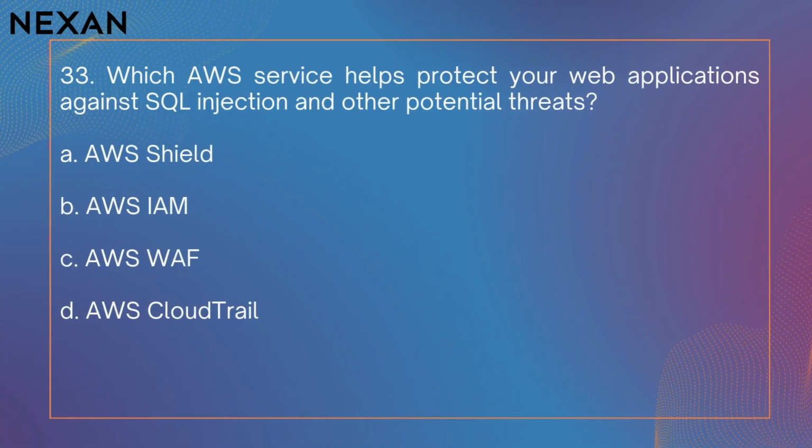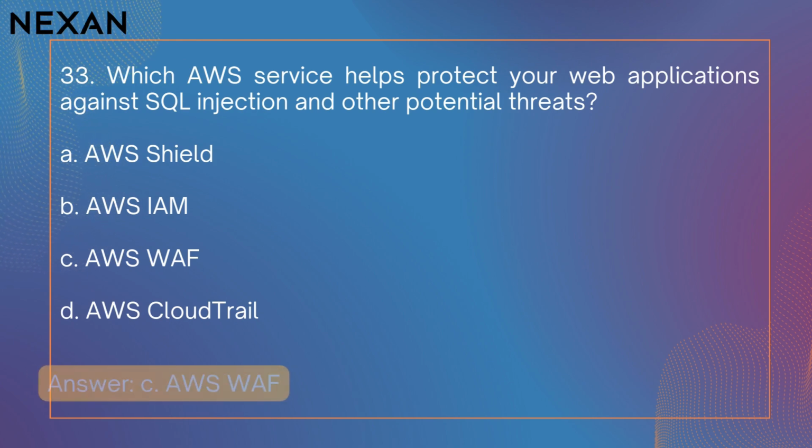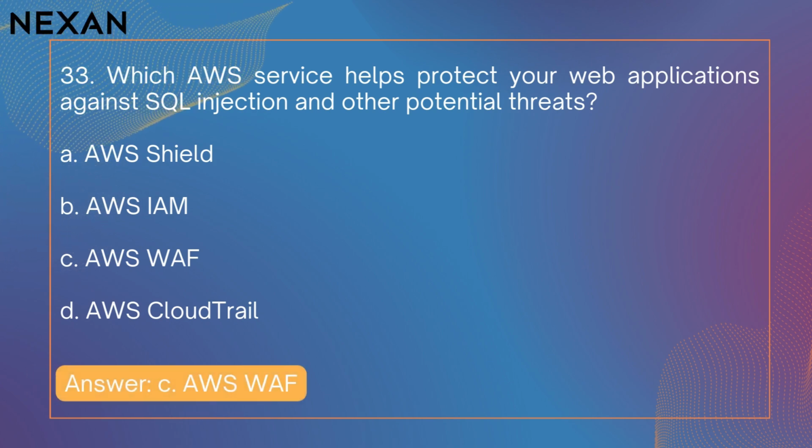33. Which AWS service helps protect your web applications against SQL injection and other potential threats? A. AWS Shield. B. AWS IAM. C. AWS WAF. D. AWS CloudTrail. Answer C. AWS WAF.